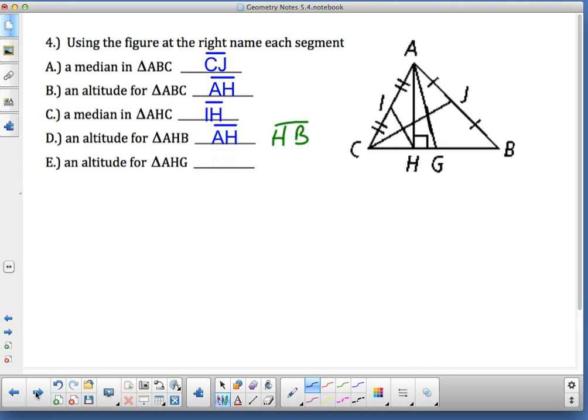So our last triangle is AHG, and AG is my hypotenuse of that triangle. But I still have altitudes, again AH, but also HG, as I'm talking about that.